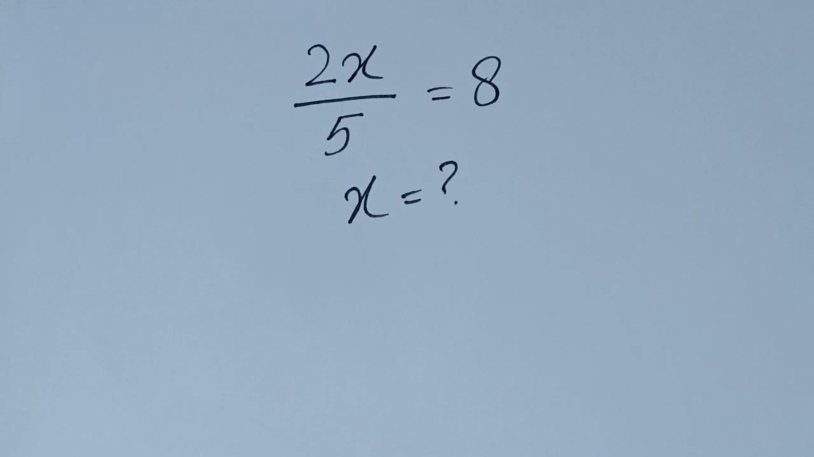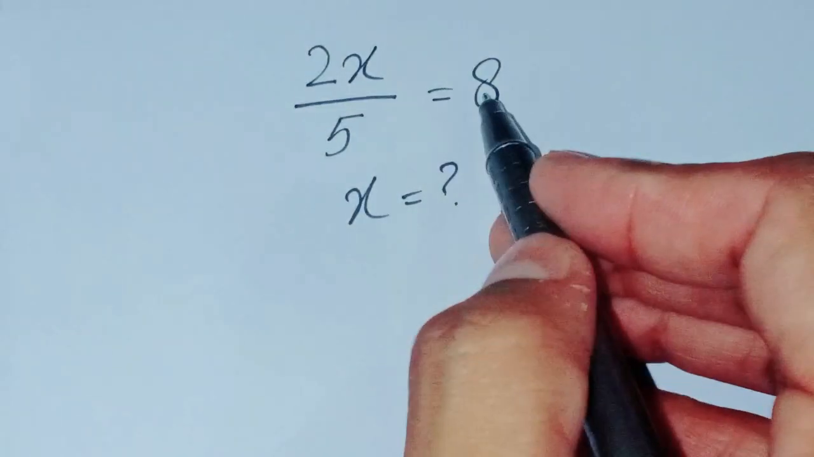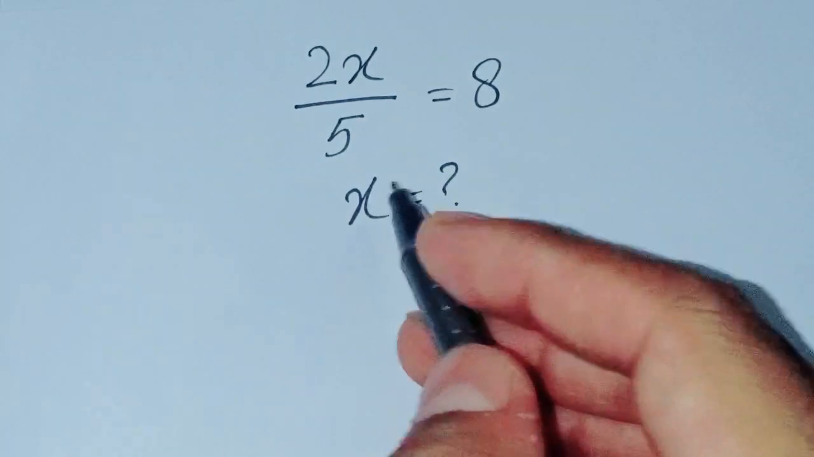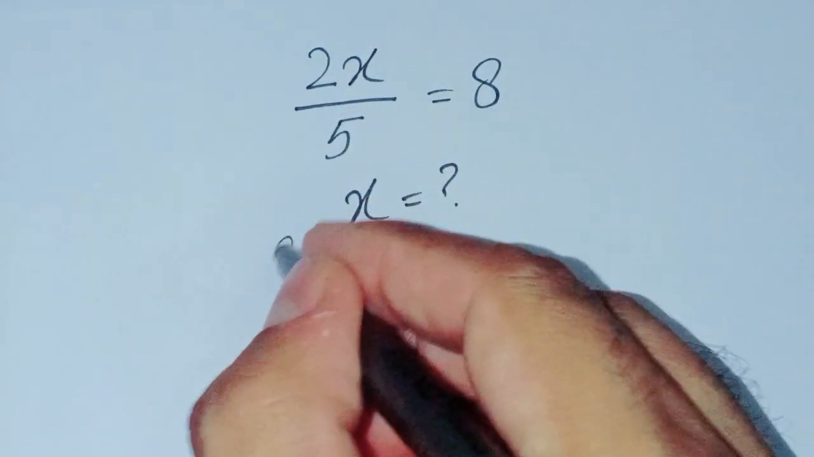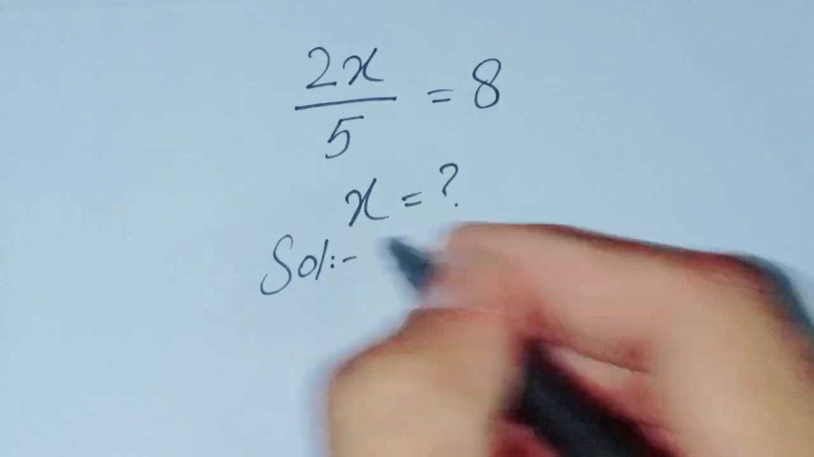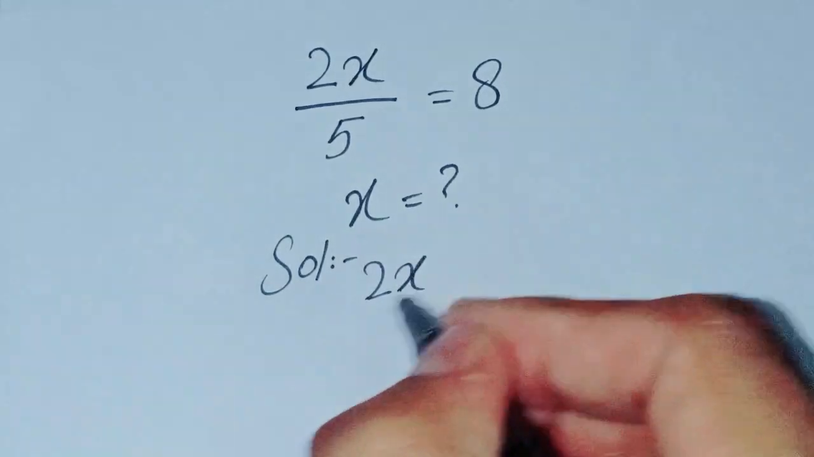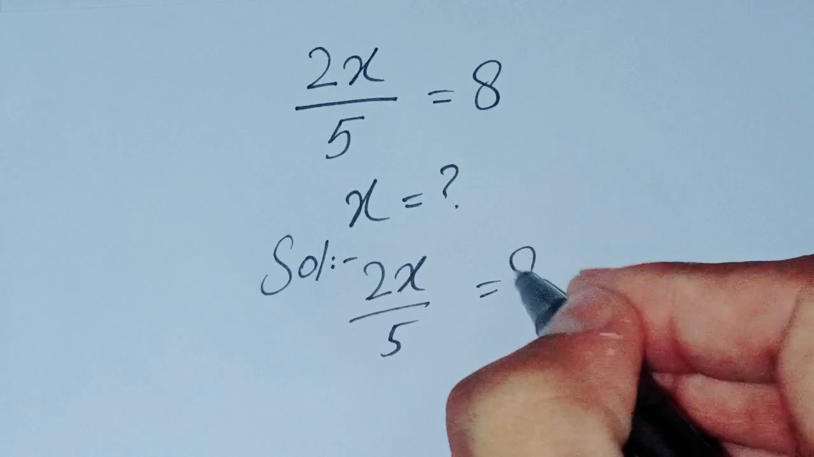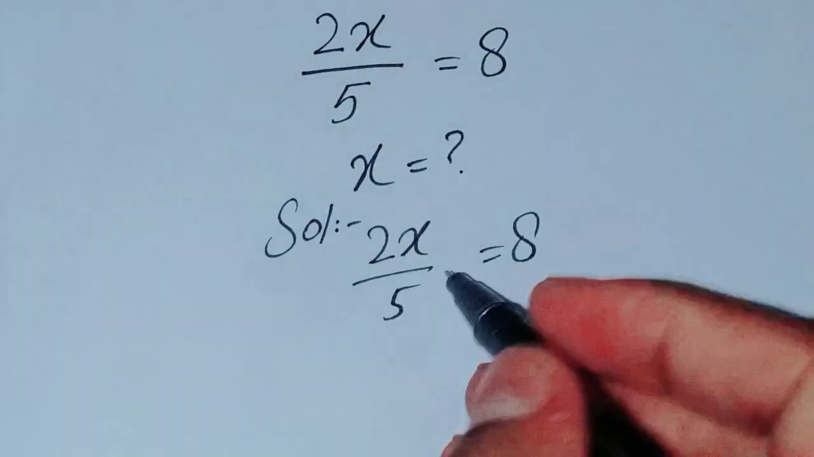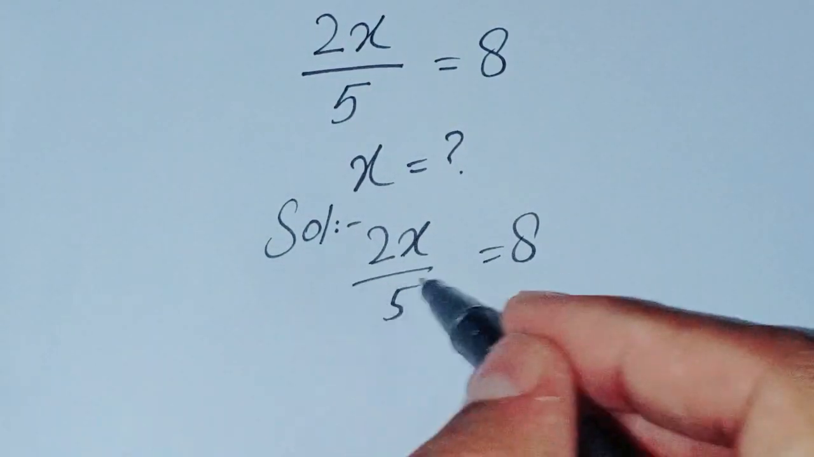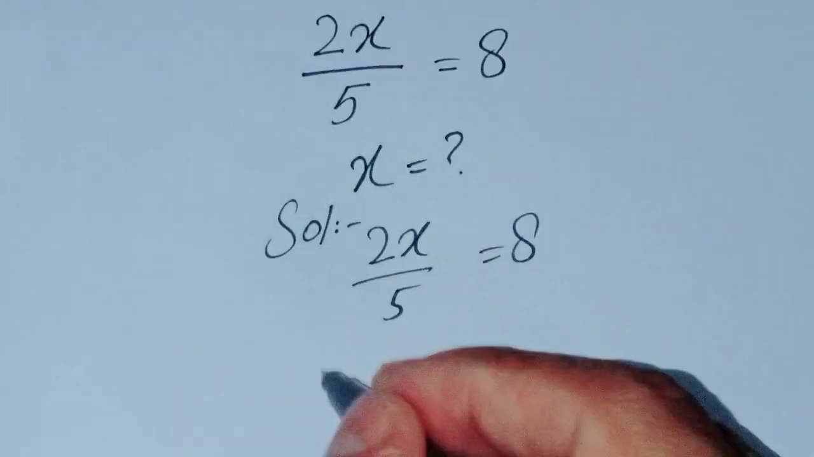Today my video is a very interesting question. The question is 2x over 5 is equal to 8, then find x. The solution is 2x over 5 is equal to 8. Now to find x, multiply by 5 on both sides.